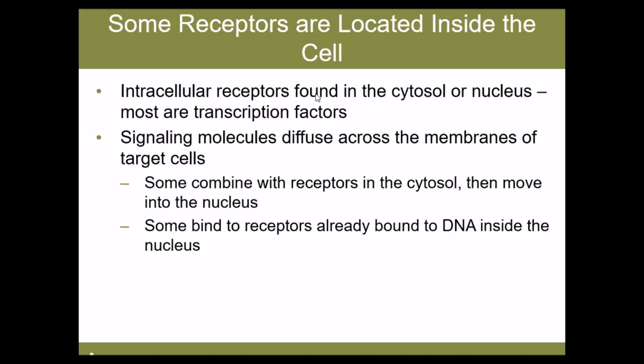And essentially they work as what's called a transcription factor. We'll get to those a little later, but these are essentially proteins that help to turn on a gene. They actually turn on a genetic sequence. And so again, these molecules diffuse across the membrane, and they'll find their receptor either in the cytosol or maybe even inside the nucleus. They form a transcription factor. They bind to the DNA and essentially turn on that particular gene sequence.